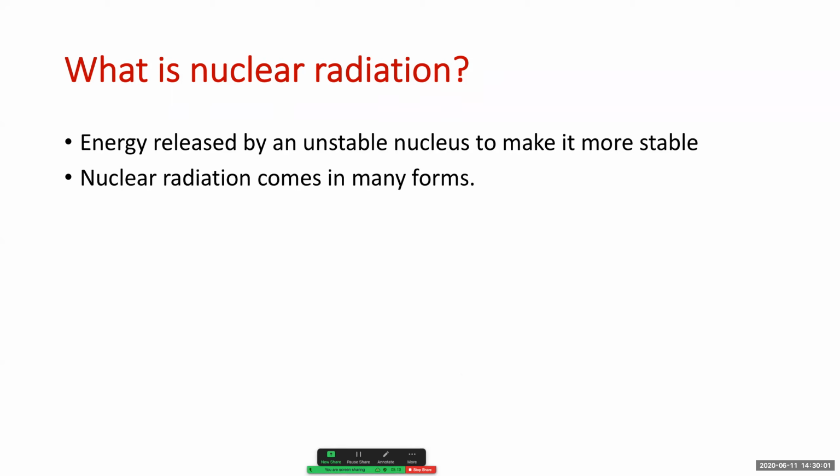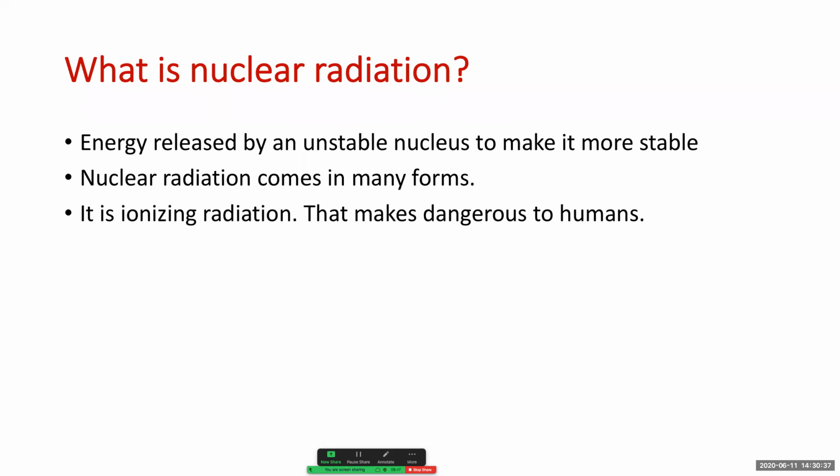So nuclear radiation comes in many forms, and we're going to look at many particles. Even though it's called nuclear radiation, most of what we're talking about is in the particle form: subatomic particles with a tremendous amount of energy. The only radiation that actually is more like electromagnetic radiation, like X-rays, is gamma rays. So gamma rays do not have a particle component.